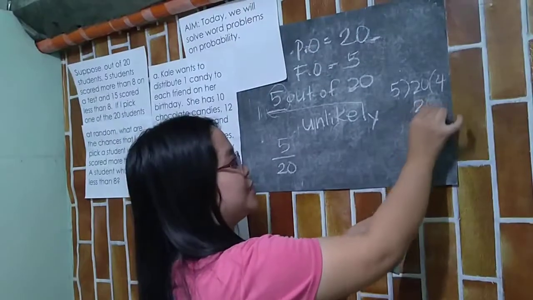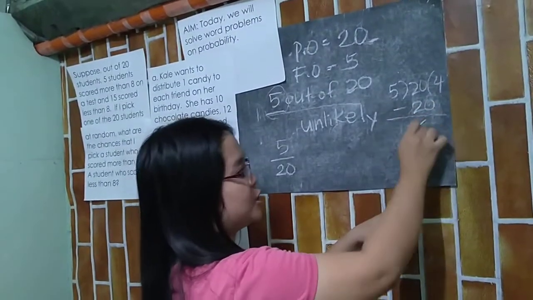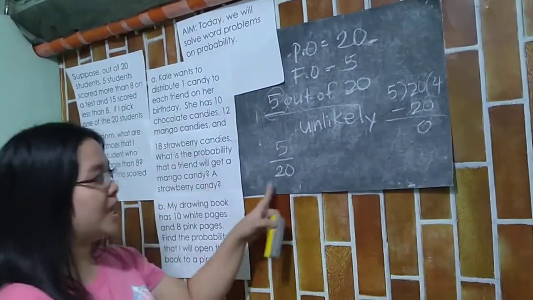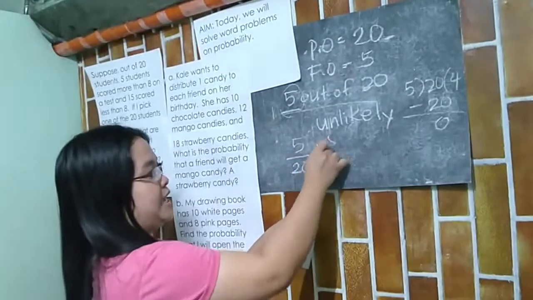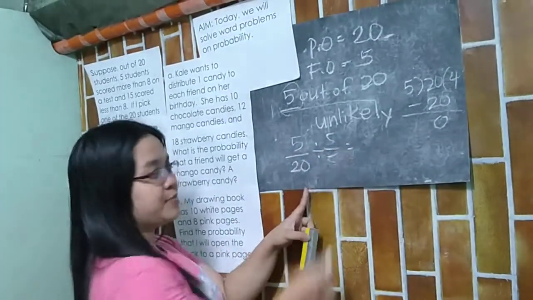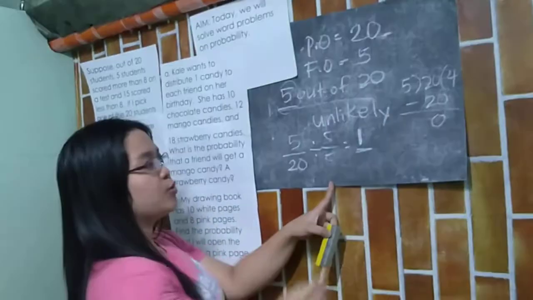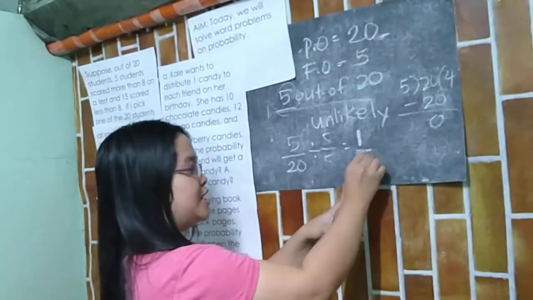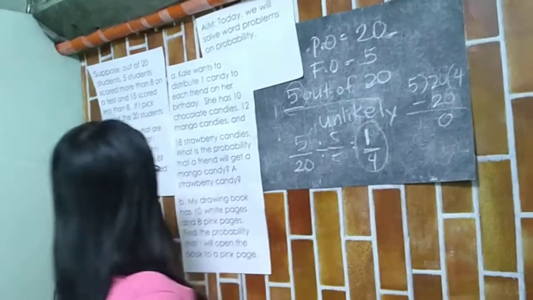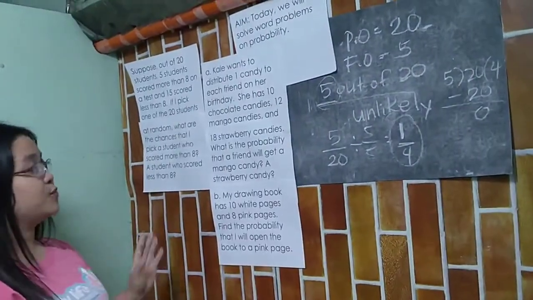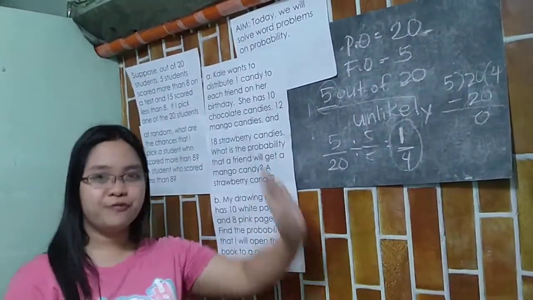4 times 5 is 20. So 20 minus 20 is 0. So its GCF is 5. So 5 divided by 5 is 1. And 20 divided by 5 is 4. So the probability of picking a student who scored more than 8 is 1/4.